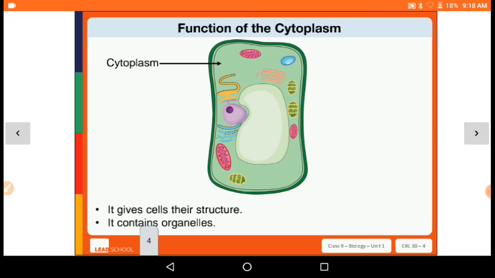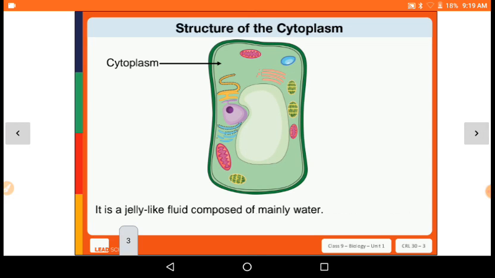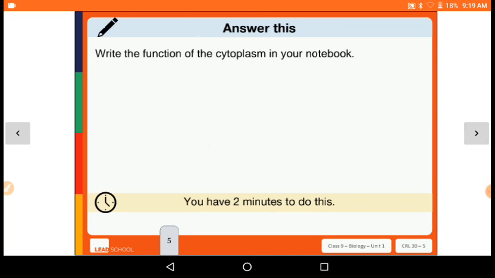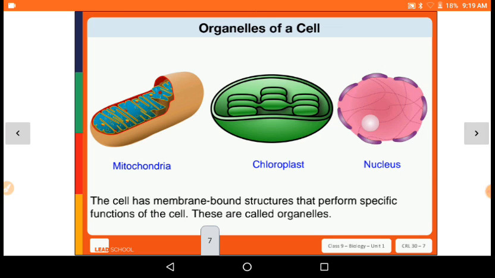It gives cells their structure. What is the function of cytoplasm? It gives cells their structure and it contains organelles. Okay, so cytoplasm is a fluid right inside the plasma membrane. You know this dark green part is a plasma membrane, and in that there is a fluid, that is cytoplasm, and its structure is jelly-like, mainly of water, and it has the function to give the cell its structure, and it has organelles. Okay, write the function of cytoplasm in the notebook. So the function is to give the cell its shape and contain organelles.